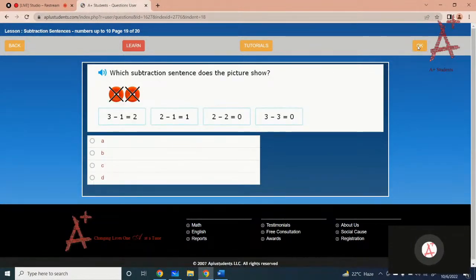Okay, which subtraction sentence does the picture show? You have 2 of the buttons and all of them are crossed out. So 2 subtract 2 is the ones you are left. How many of them are you left with? 2 subtract 2 is 0. Option number C is the correct option. Got it?